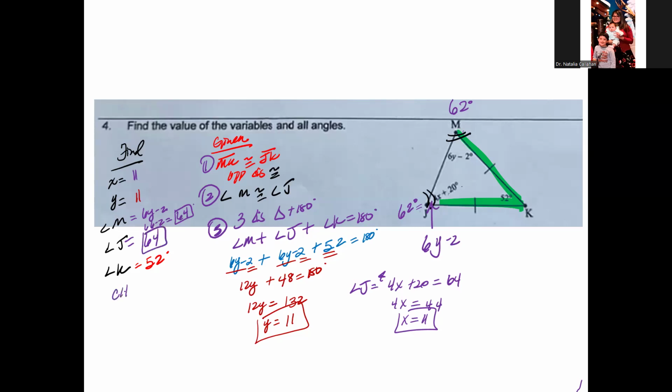All right, so how do you check to see if this is correct? Yeah, 64 plus 64 plus 52 should equal 180 degrees. Remember, on the test, if you don't have enough time, then just skip the checking part, okay? All right, let's go to the next one.